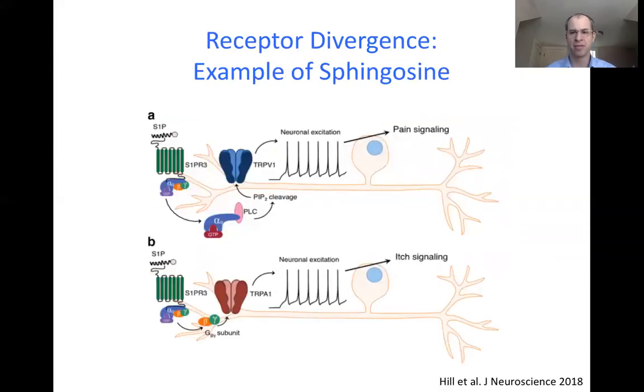But there's also examples of divergence. Here's an example where the same receptor, a sphingosine receptor, is present in two different cell types, in neurons that are involved in itch signaling and in pain signaling. The way that this receptor is coupled to intracellular signaling cascades is different in these two different cell types, and that's part of what gives these two different cells the divergence of function, despite the fact that the initiation of these signals is coming from the same receptor. So I thought that's kind of neat.